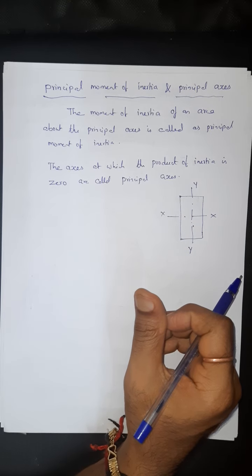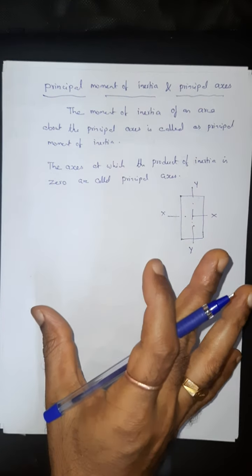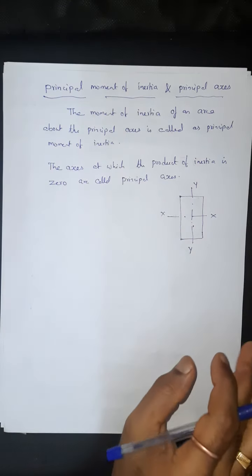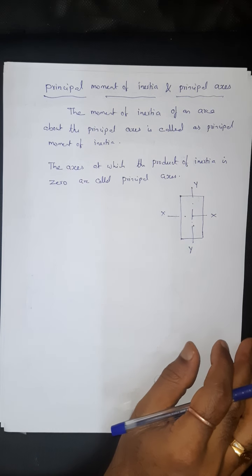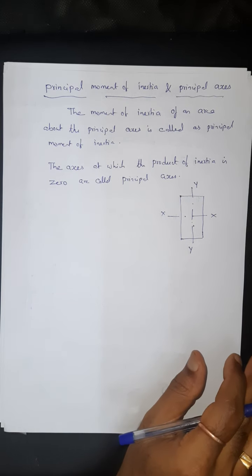So that is solved by the principal moment of inertia. That's what is the moment of inertia about one of the axes will always be maximum, and the other will be minimum. So where you have the maximum resistance, accordingly you have to place it.